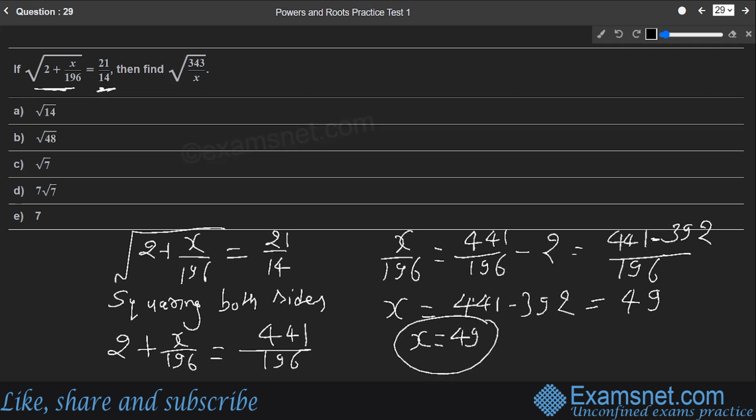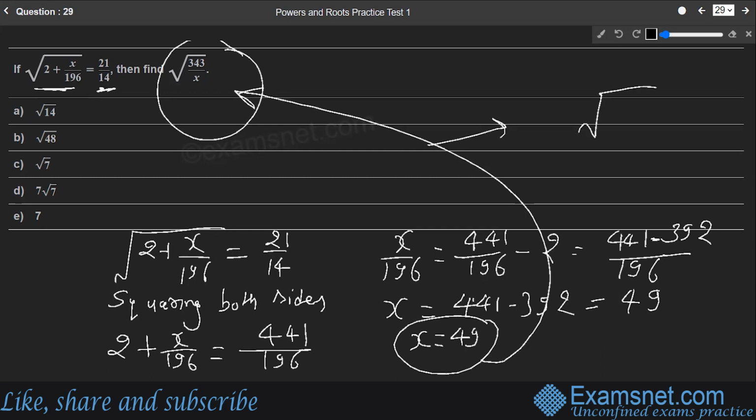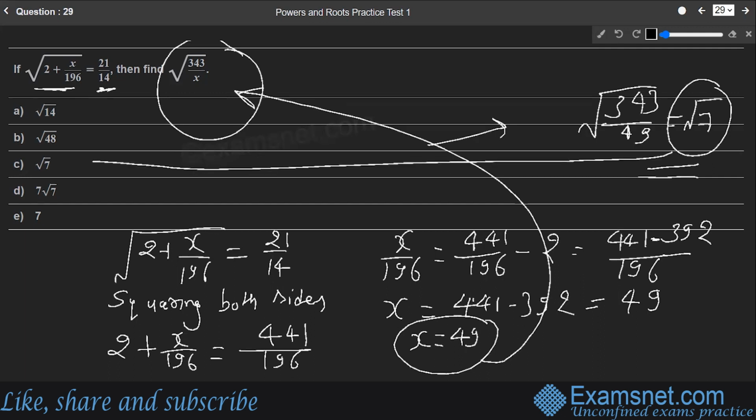What are we supposed to know? We are supposed to know the value of root of 343 over x. Let's put this value of 49 in the equation. What do we receive? We receive the square root of 343 divided by 49. Clearly 343 can be divided by 49, 7 times, so it has become root 7. So that is the final answer, root 7, and it is available in option number C and becomes the right answer for us.